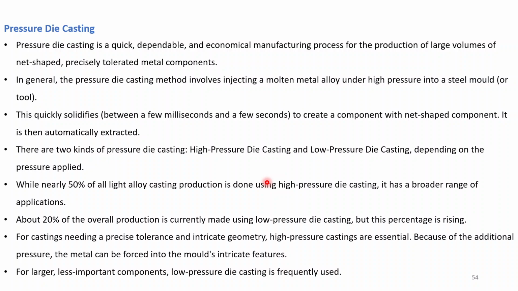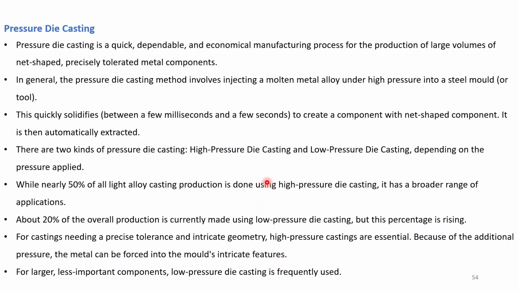And in general, the pressure die casting method involves injecting a molten metal alloy under high pressure into a steel mold or tool, and this quickly solidifies between a few milliseconds and a few seconds to create a near net shaped component, and it is then automatically extracted.